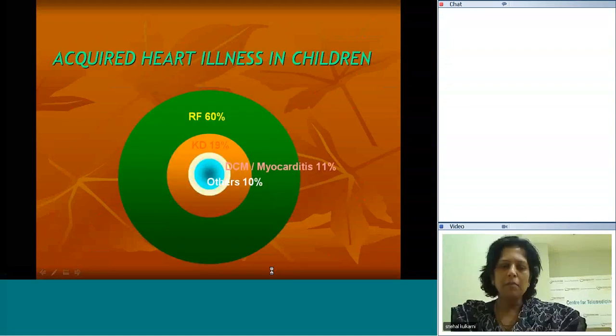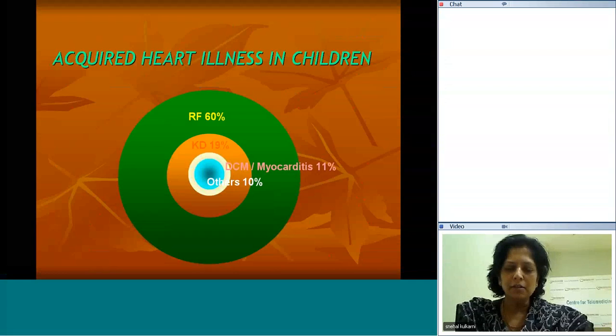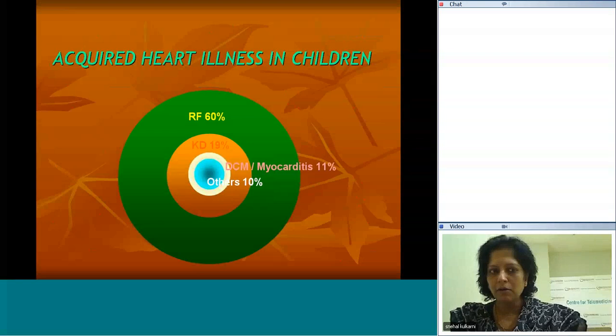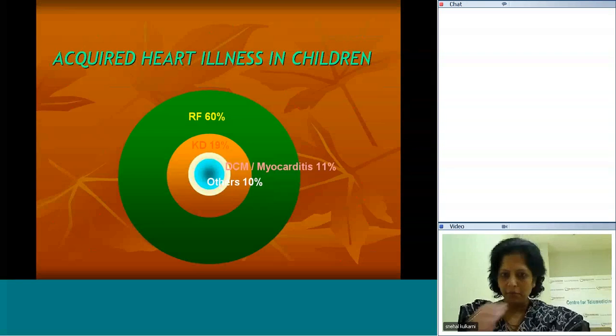If we look at acquired heart diseases in children, there are various kinds, but amongst them rheumatic fever still constitutes a major amount of acquired heart illness. Rheumatic fever is 50%, and the others like myocarditis, dilated cardiomyopathy and Kawasaki disease contribute the remaining 40% of the heart problem. So we still have to give a lot of importance to rheumatic fever as far as we deal with acquired heart diseases in children.